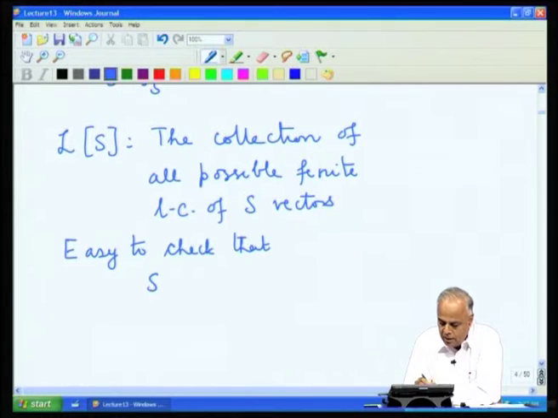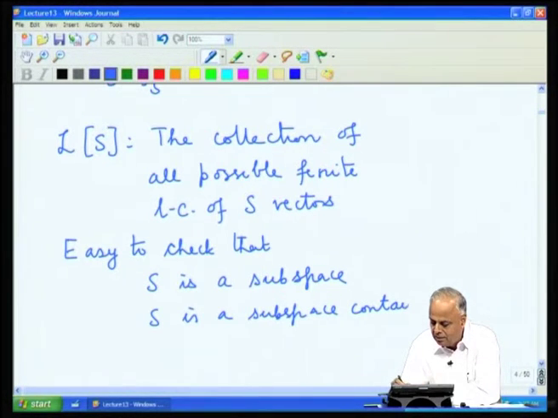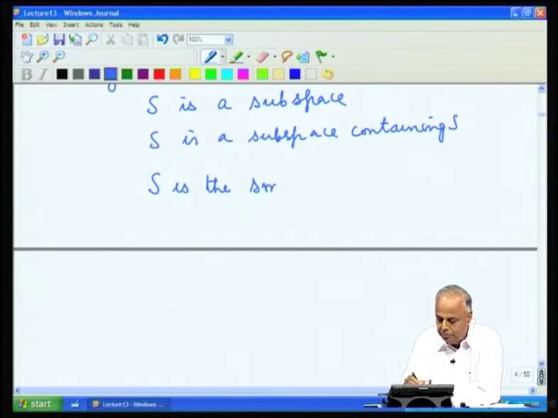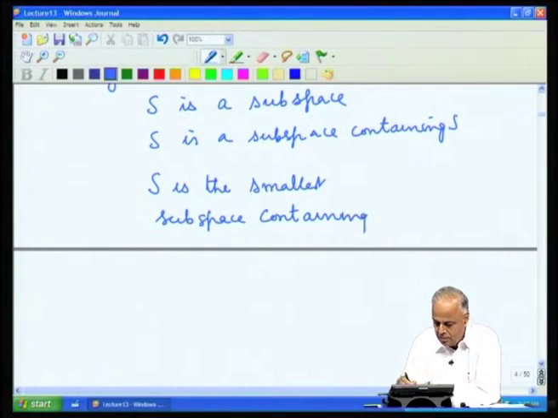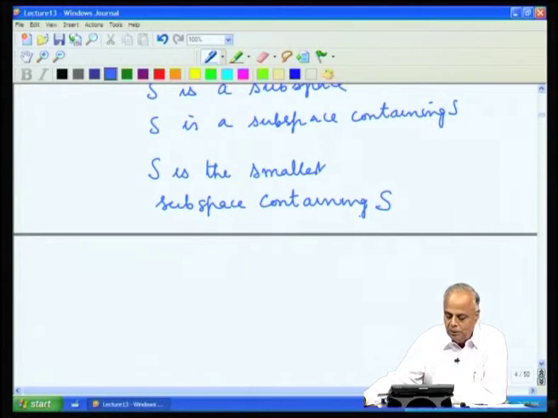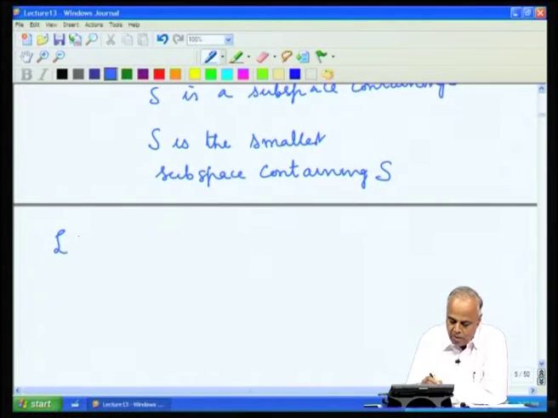It is easy to check that first, L(S) is a subspace, and we keep on adding the usual adjectives. It is a subspace containing S, that is the next additional property, and then among all subspaces that contain S, this is the smallest subspace. Thus, L(S) in the case of an infinite set has to be brought to the ground level of finite sets first. Look at all possible finite subsets, look at all the possible subspaces spanned by them and take their union. That is going to be a subspace, and that subspace is the smallest subspace that contains S.